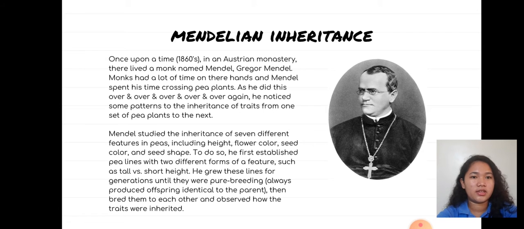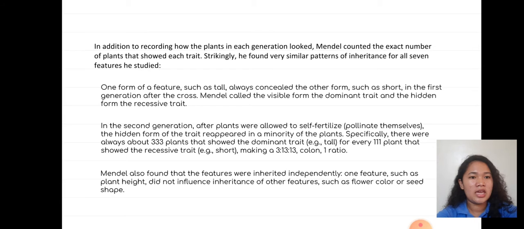Mendel studied the inheritance of 7 different features in peas, including height, flower color, seed color, and seed shape. To do so, he first established pea lines with 2 different forms of a feature, such as tall versus short height. He grew these lines for generations until they were pure breeding, then bred them to each other and observed how the traits were inherited. In addition to recording how the plants in each generation looked, Mendel counted the exact number of plants that showed each trait. Strikingly, he found very similar patterns of inheritance for all 7 features he studied.